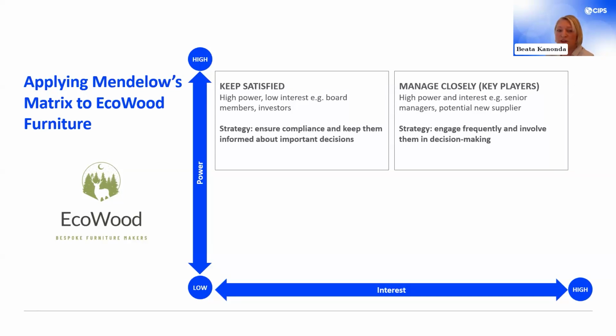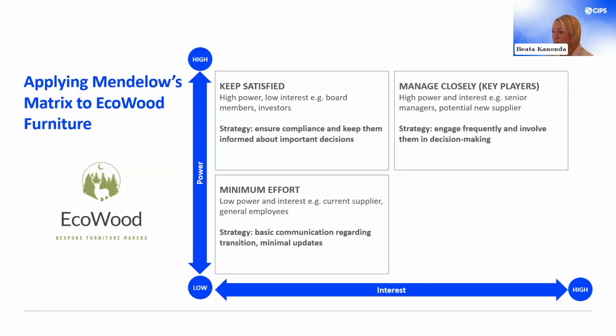The current supplier and general employees of EcoWood are placed in the Minimum Effort quadrant. Since the old supplier is being phased out due to poor performance, their influence over EcoWood is diminishing. They still provide wood in the short term, but they may have little interest or power in shaping the future decisions of EcoWood's supply chain.